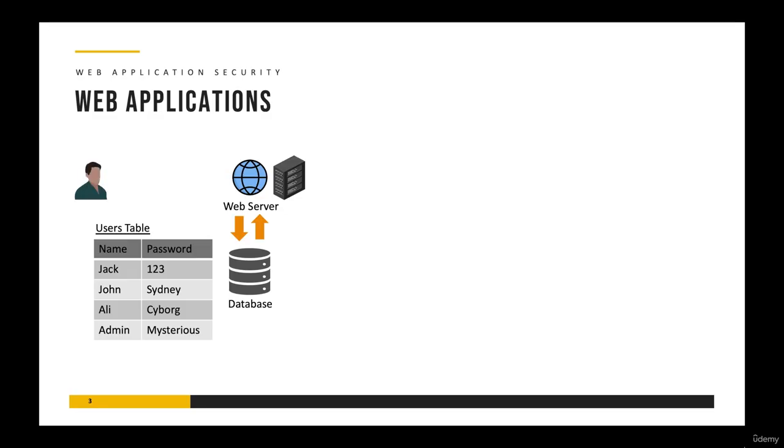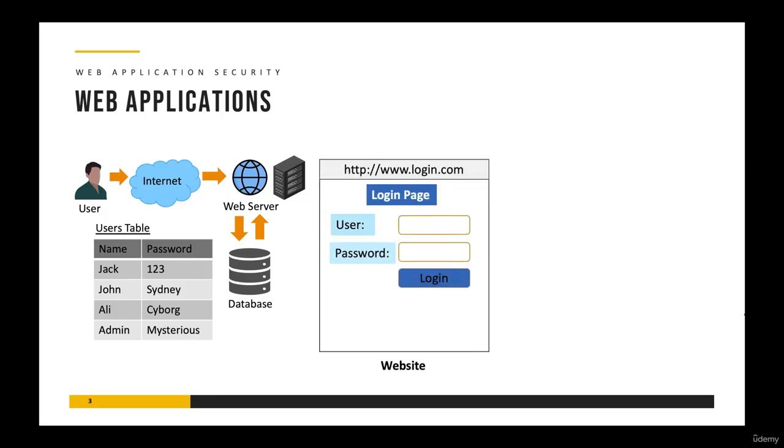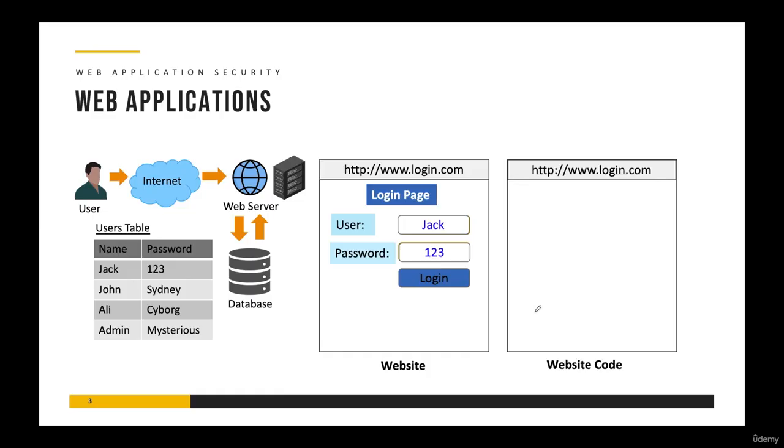Now the users access the web server over the public internet. So let's say this is a website and this is a login page. The user is supposed to enter his username and password, which he does. So let's say he enters Jack and 123 as the password. And here is the backend code for this website. So basically this is the website and this is the website code at the backend.